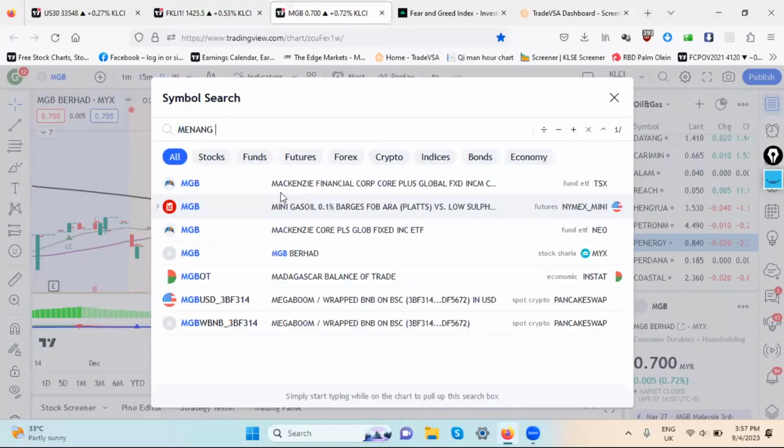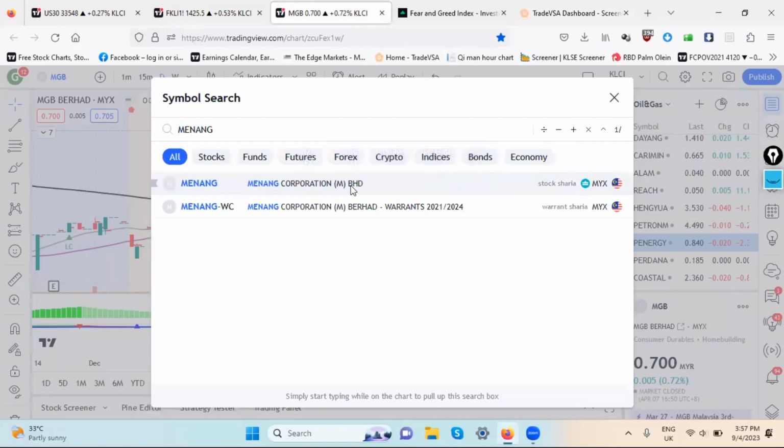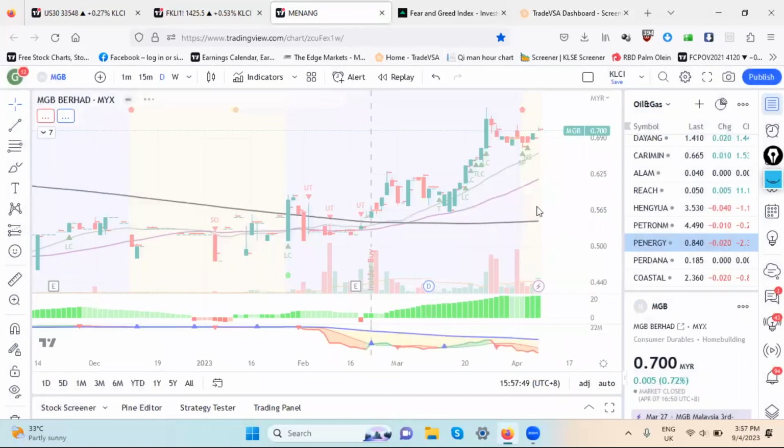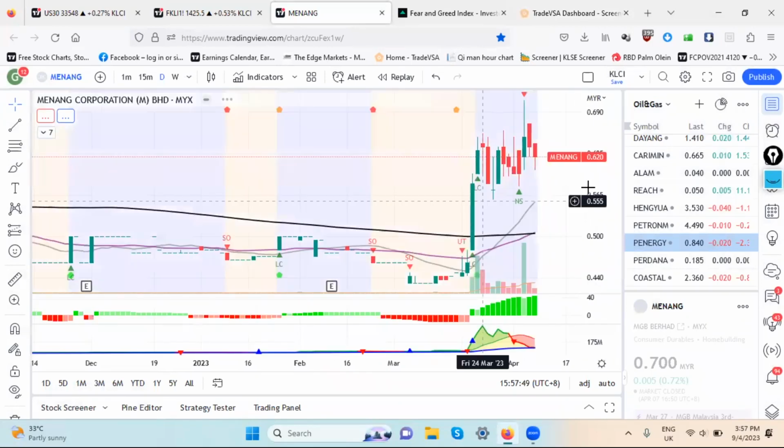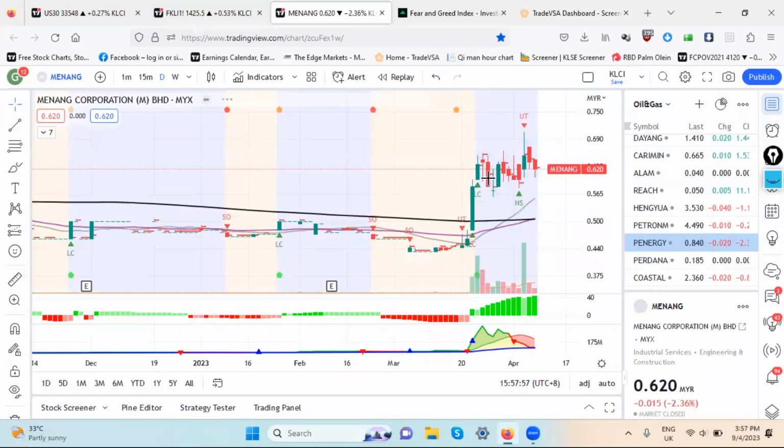I paste this thing. Okay. And Menang, because this kind of stock is suddenly marked up, this one is better. We need to check what is the news behind. This one is a sell down.